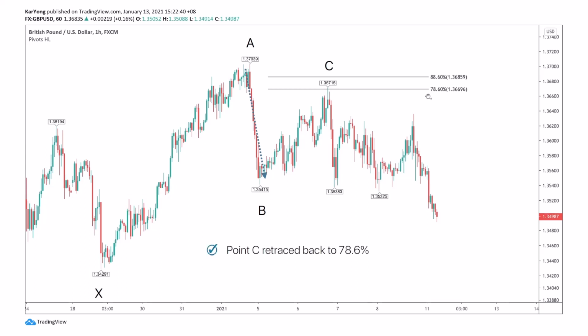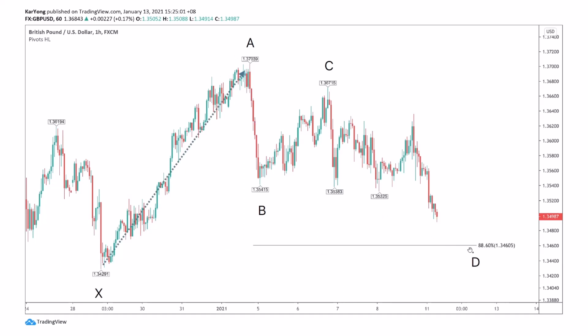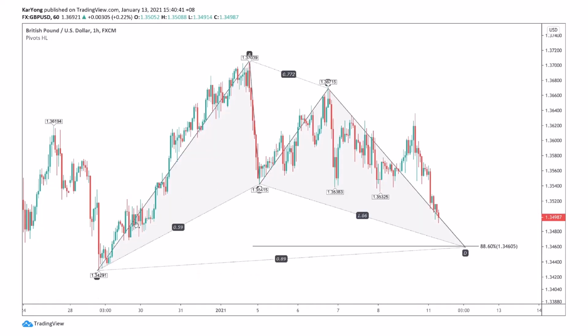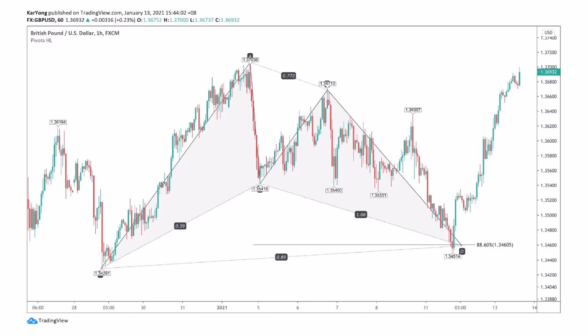The third one over here is essentially looking at point D. So if this is a bat pattern, point D completes at the XA leg of 886. So over here, if you're going to draw in the triangles, basically it looks something like that. So you have your X, A, B, C, D. Now, this is a bullish pattern, which means if price comes back down and completes the pattern at D, then we're looking at a buy. This is what happened next. Very nice little tap and then bounce.